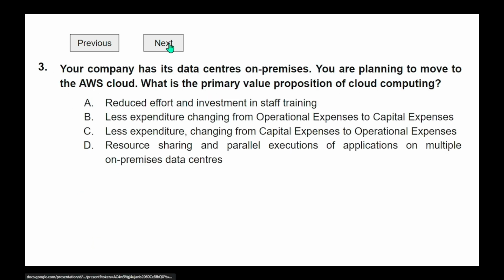Question 3. Your company has data centers on premises. You're planning to move to the AWS cloud. What is the primary value proposition of cloud computing? Option A, reduced effort and investment in staff training. Option B, less expenditure changing from operational expenses to capital expenses. Option C, less expenditure changing from capital expenses to operational expenses. Option D, resource sharing and parallel executions of applications on multiple on-premise data centers. So the answer is option C. It's less expenditure changing from capital expenses to operational expenses.